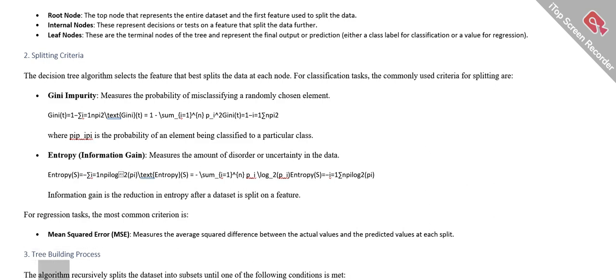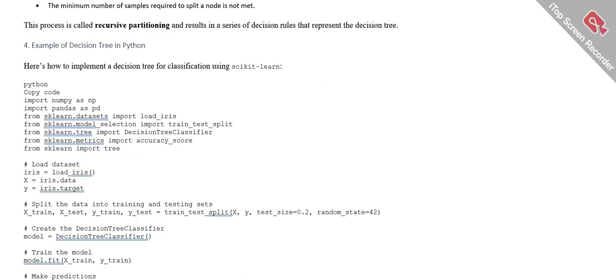3. Tree building process. The algorithm recursively splits the dataset into subsets until one of the following conditions is met. All the data points at a node belong to the same class, for classification, or have a small variance, for regression. The maximum depth of the tree is reached. The minimum number of samples required to split a node is not met. This process is called recursive partitioning and results in a series of decision rules that represent the decision tree.